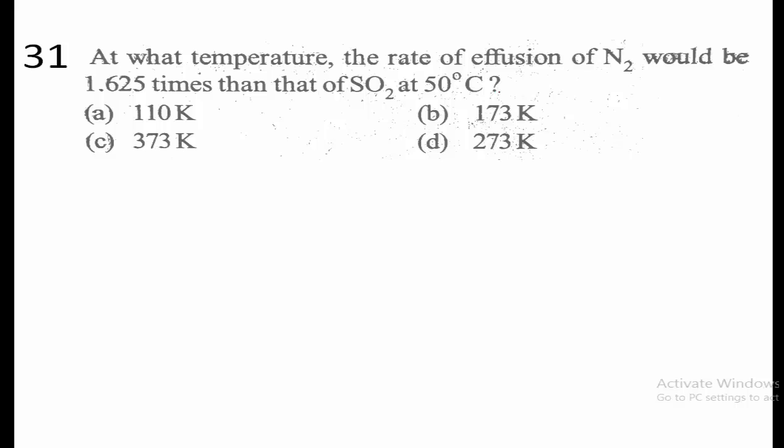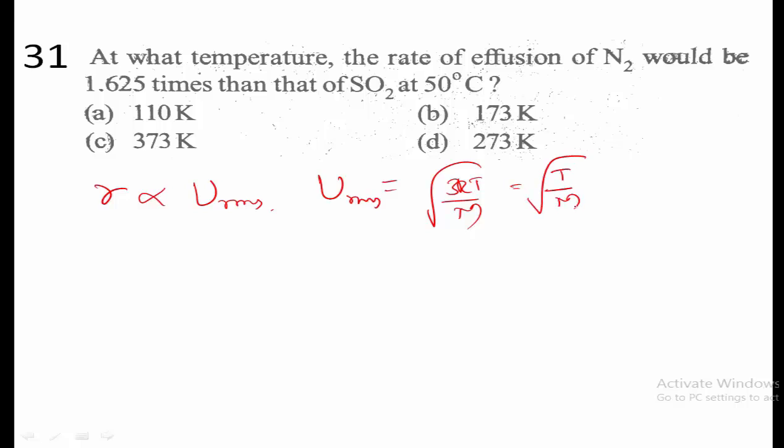31st question. At what temperature would the rate of effusion of nitrogen be 1.625 times that of sulfur dioxide at 50 degrees Celsius? So at what temperature is the N2 effusion rate 1.625 times that of SO2 at 50 degrees Celsius? How will you solve this? As you know, the rate of effusion or diffusion is directly proportional to RMS velocity. And what is RMS velocity? It is equal to the square root of 3RT divided by m. Here 3R is constant, so we can write only T divided by m.